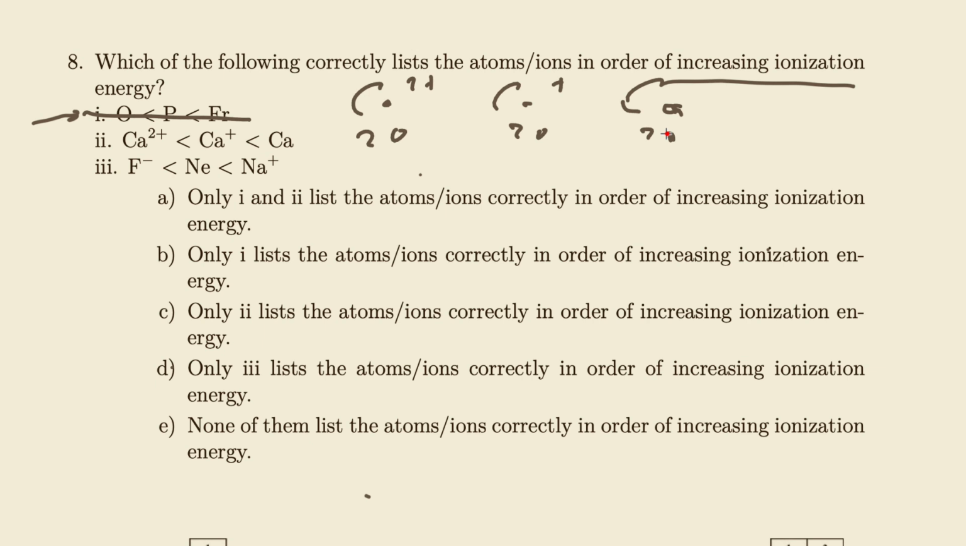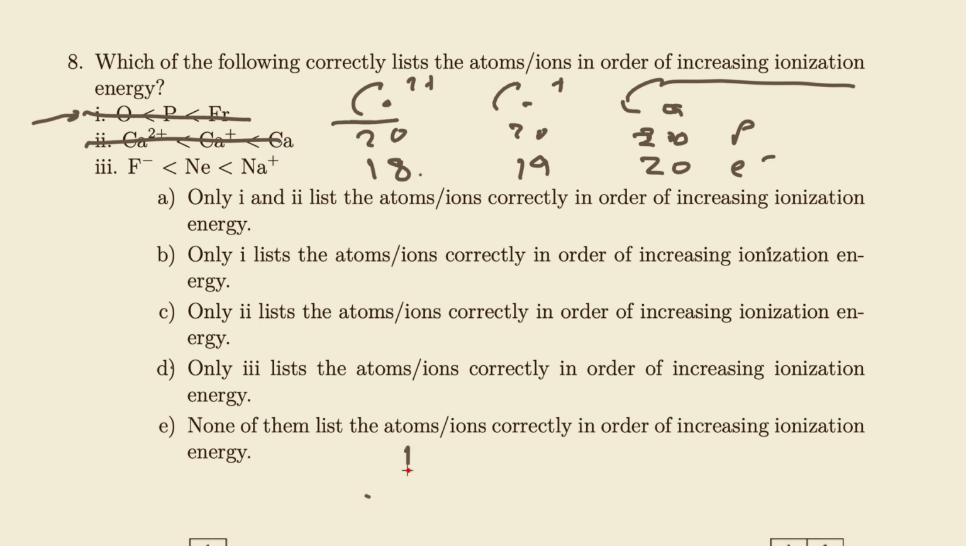Now the number of electrons for the neutral one is also 20. The plus one means that it lost 1 electron, so that would be 19. And the plus 2 means it lost 2 electrons, and so that would be 18. The top number is the protons, the bottom number is electrons. More electrons means more shielding, means weaker interaction. And so the calcium plus 2 should have the strongest ionization energy, and so II is also incorrect.